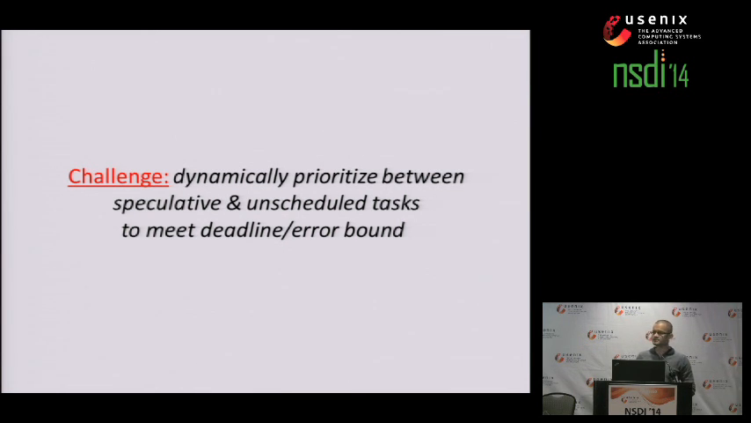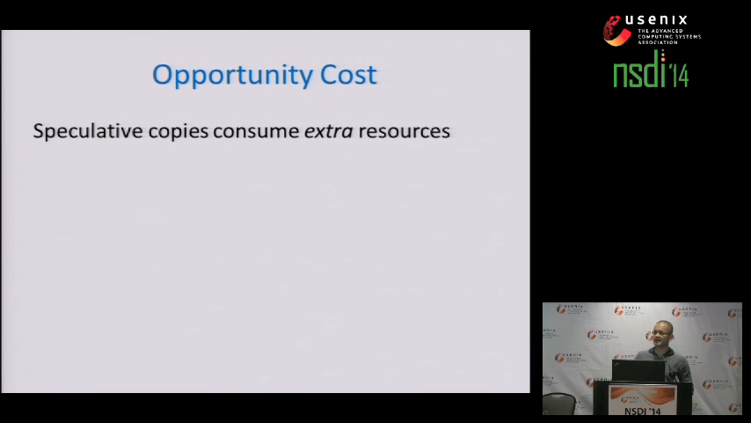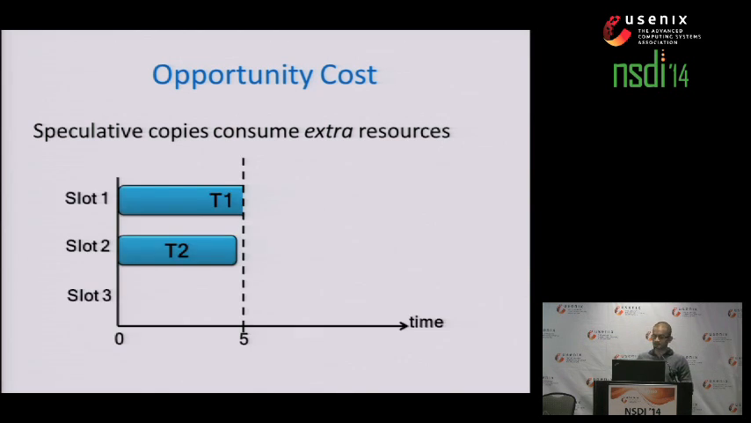This dynamic prioritization is important because stragglers incur an opportunity cost in that they require extra resources. Take a simple example. A cluster has 3 slots, and a job where 2 of its tasks are running. Task 2 has just finished. We are at time 5 right now. T1 isn't finished, and our estimates say that if I let T1 run, it's going to take 5 more time units, so it finishes at time 10.